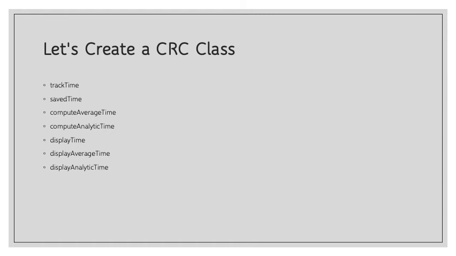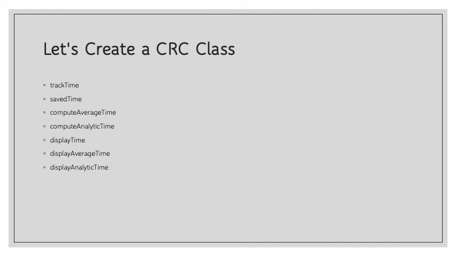So let's create a CRC class. Here, as you can see, I already have some examples. For a CRC class, what are some of the class names? Track time, save time, compute average time, compute analytic time, display time, display average time, and display analytic time. So here, as you can see, the first letter is lowercase, and these are compound nouns.